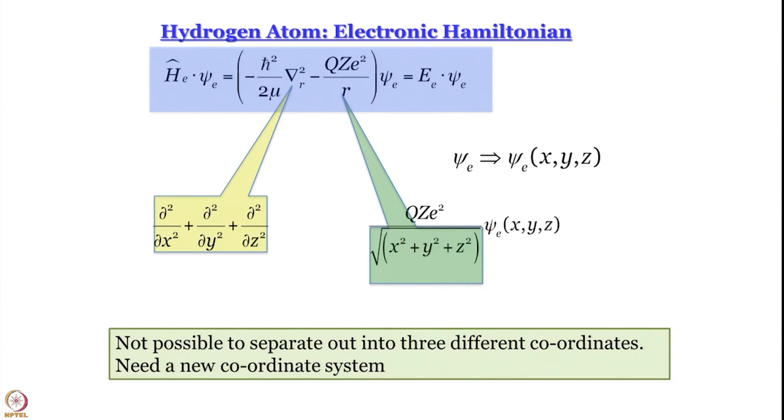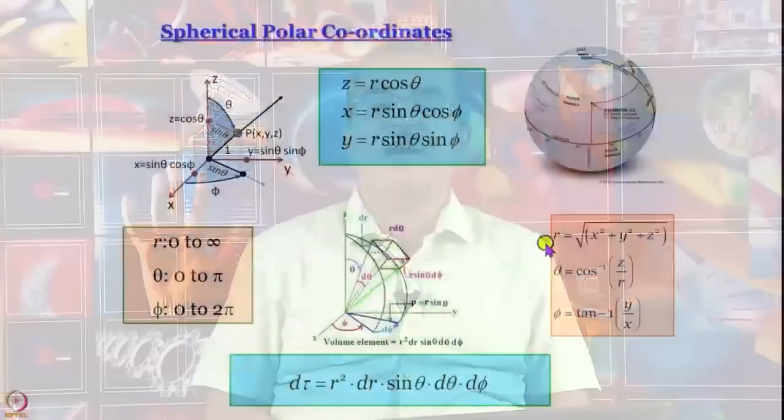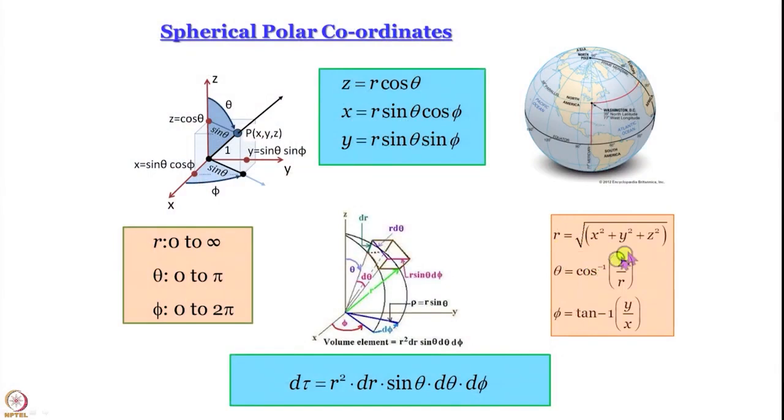We cannot separate this equation into smaller equations, so we cannot solve it. So, we chose a different coordinate system, this spherical polar coordinate. And the biggest advantage here is that r equal to square root of x square plus y square plus z square, which posed the problem in our trying to formulate it in terms of Cartesian coordinates, is itself a coordinate. So, there is no issue as such.